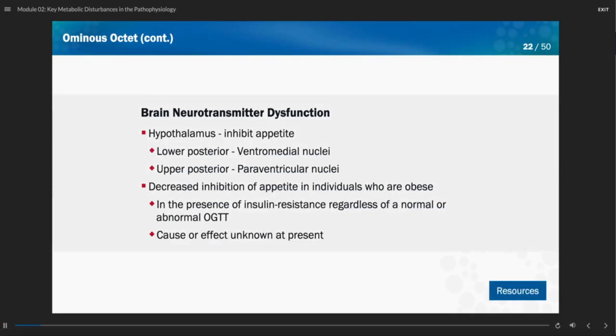And then, of course, there's the whole brain effect. The hypothalamus is supposed to inhibit appetite. We have the ventromedial nuclei and the paraventricular nuclei that are part of controlling this function. And as the weight goes up with insulin resistance, even with normal glucose tolerance tests, there is a decreased inhibition of appetite from these appetite centers. There's a delay in time even with increased insulin response, and we don't know whether it's cause or effect at present. It's just something that is noted.